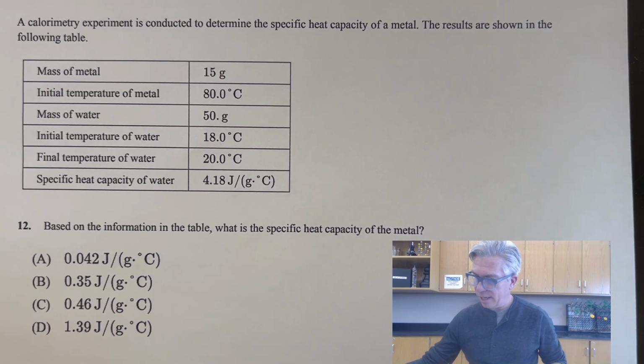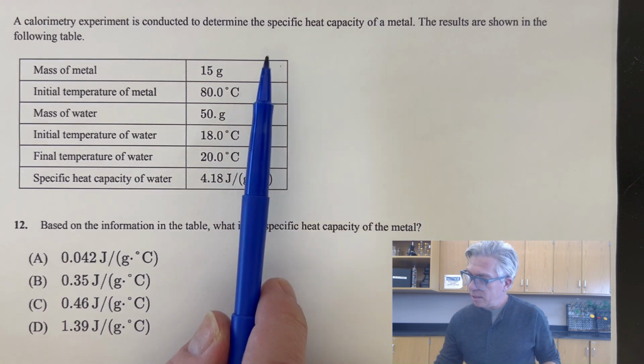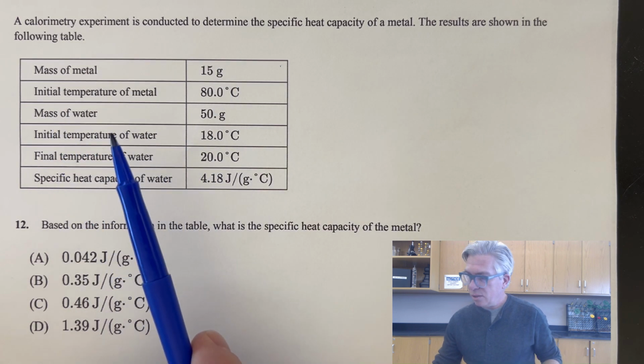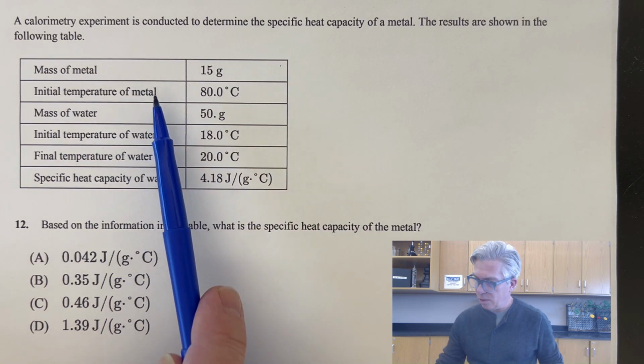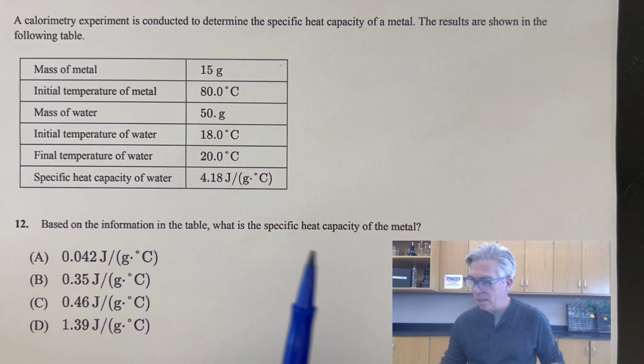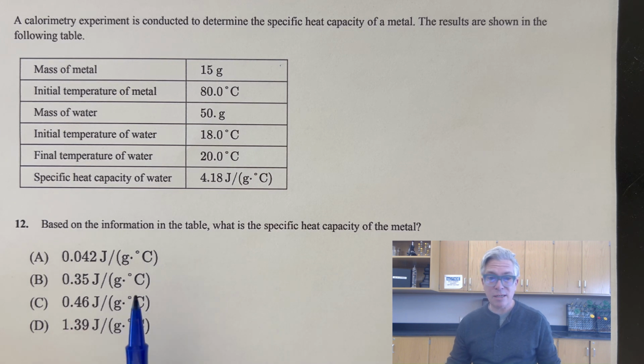All right, another data table. Man, they just keep coming, don't they? A calorimetry experiment is conducted to determine the specific heat capacity of a metal. Okay, great. The results are shown in the following table. So we have the metal, temperature, mass of the water, temperature, the final temperature, heat capacity of the water. Based on the information, what's the heat capacity of the metal?